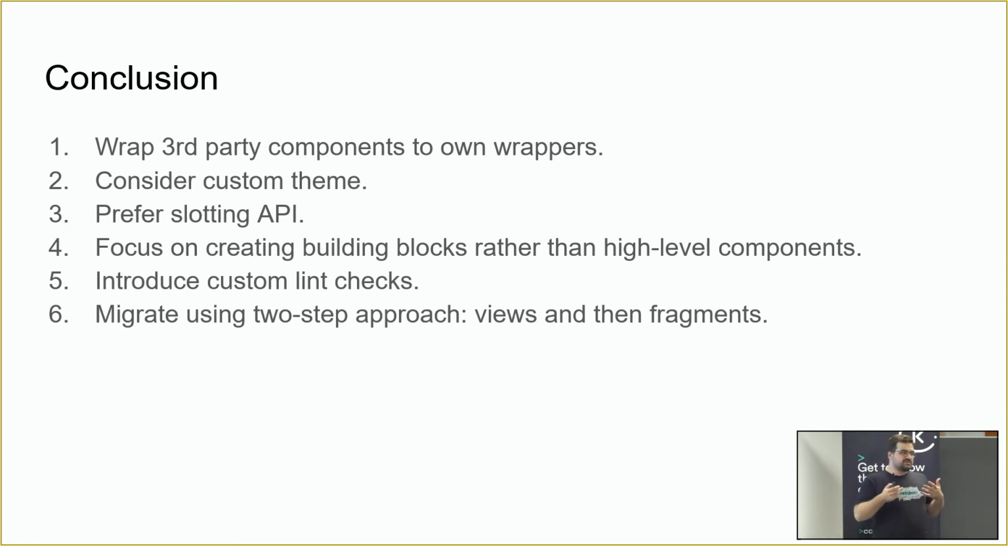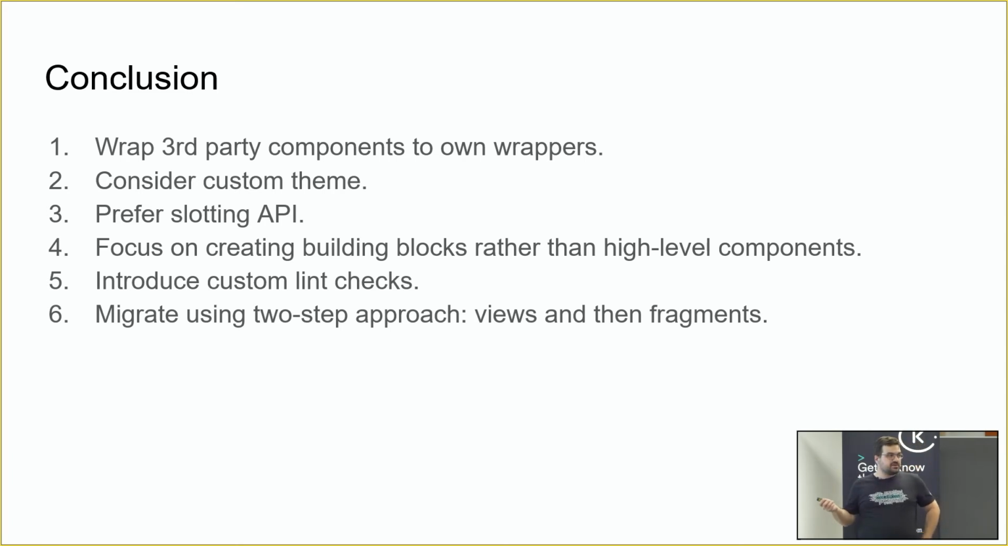You know, because designers don't know the product. I mean, Orbit designers don't know the product for every screen. There may be some use cases they don't know about. So the slotting API helps here to create those basic building blocks. Introduce custom lint checks. This is also good for other stuff, not just UI stuff.